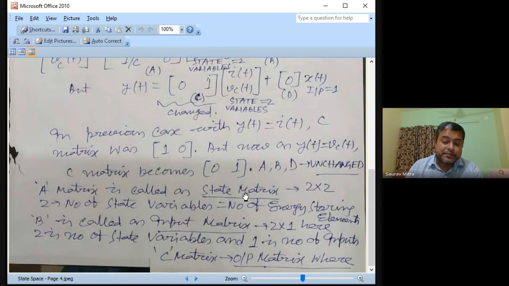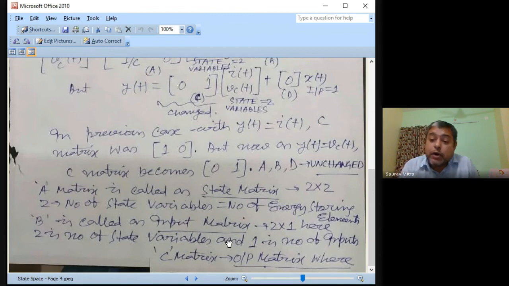The state matrix is the most important part of state variable representation. This has dimension 2 by 2. The B matrix is called the input matrix, which is 2 cross 1, which is actually n cross 1 or n cross m, you can say. n is the number of state variables and m is the number of inputs. In this case, the number of state variables is 2 and the number of inputs is equal to 1. That's why the B matrix has dimension 2 cross 1. So 2 is the number of state variables and 1 is the number of inputs.